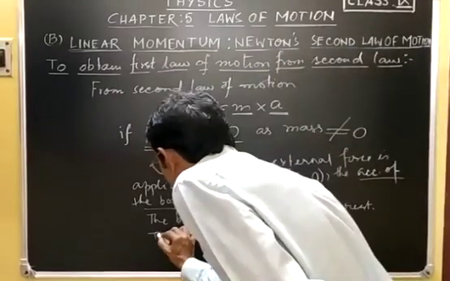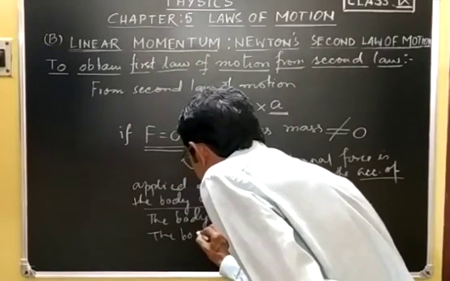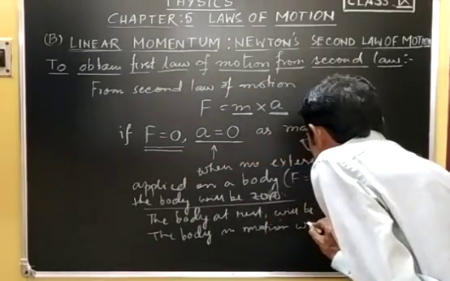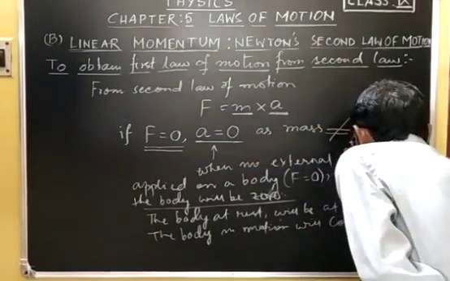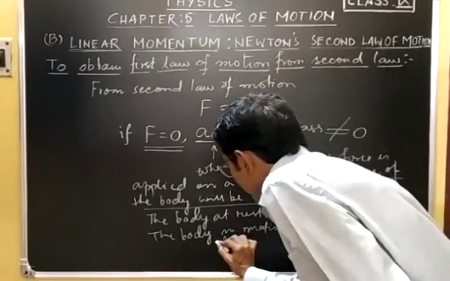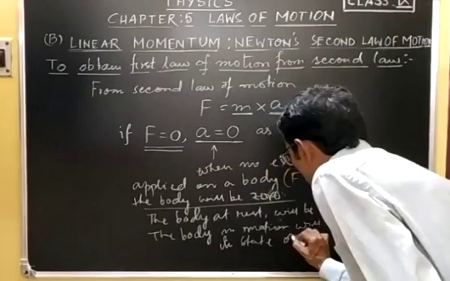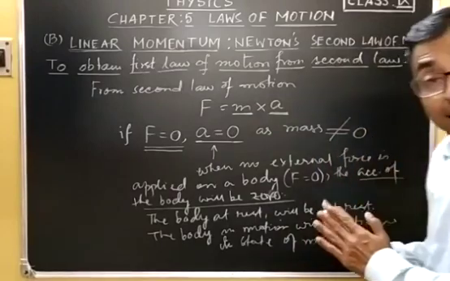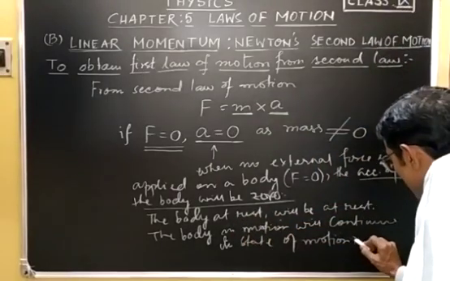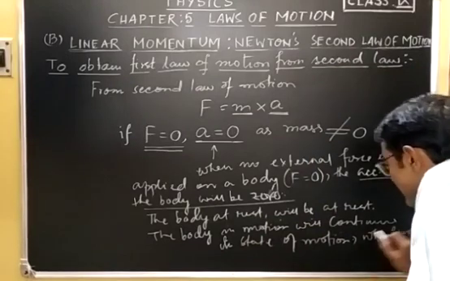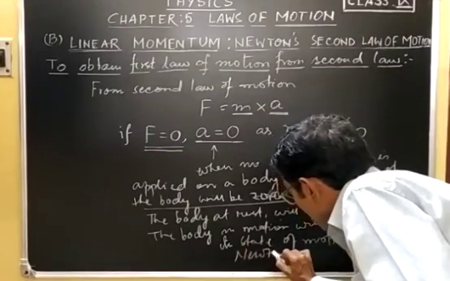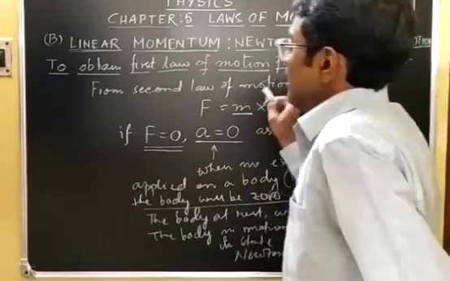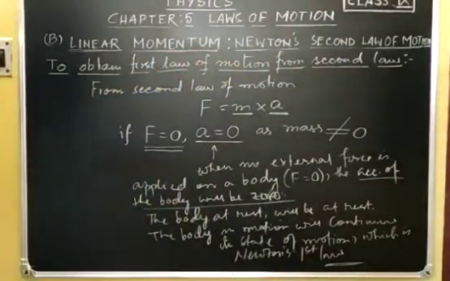And the body in motion will continue its state of motion. And after this, in this type of question, you should write: which is Newton's first law. So you should write it like this: which is Newton's first law. Remember, that's how I can prove Newton's first law of motion from the second law of motion.